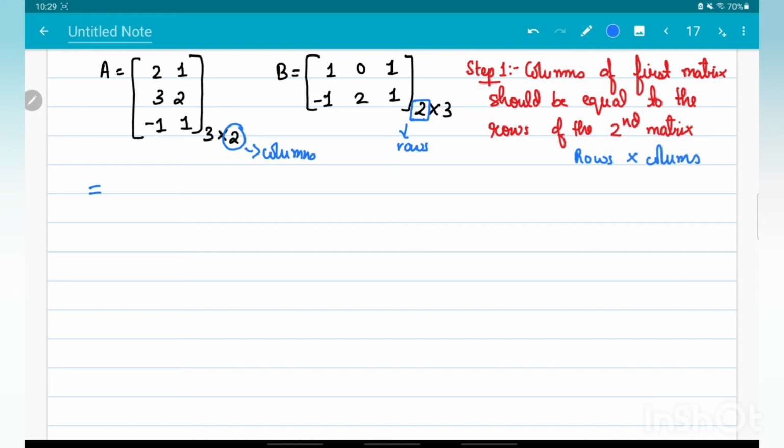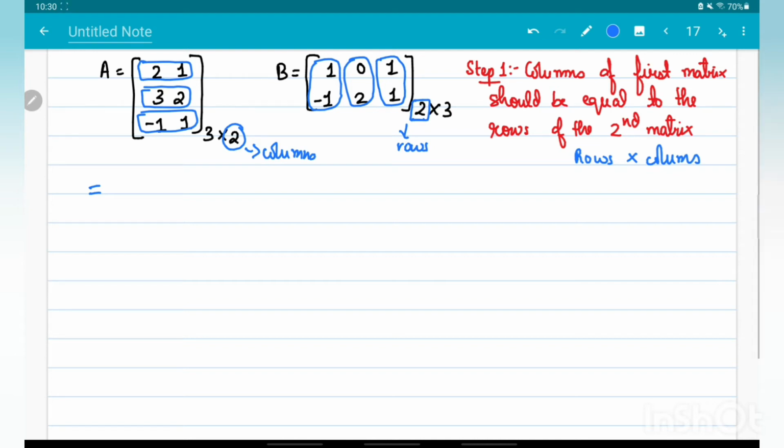First of all in this we are going to take the rows. This is the first row, this is the second row and this is the third row. Now these rows are going to be multiplied with the columns of the second matrix. This is the first column in this matrix, this is the second column and this is the third column. So we are going to multiply these rows of the first matrix with the columns of the second matrix.